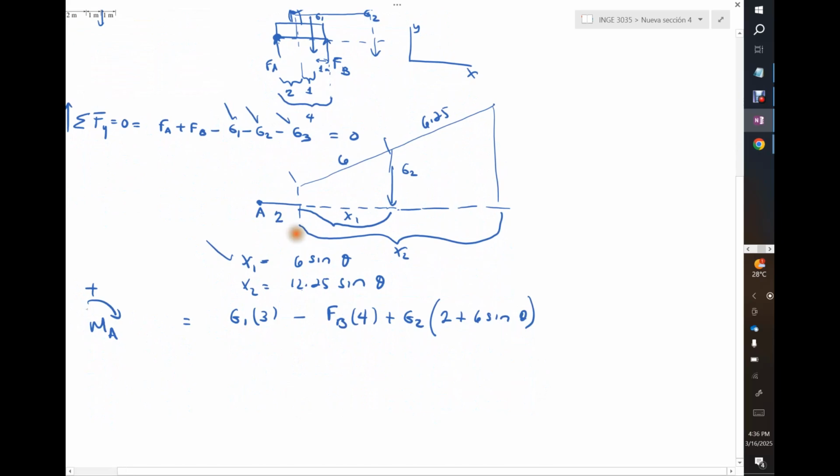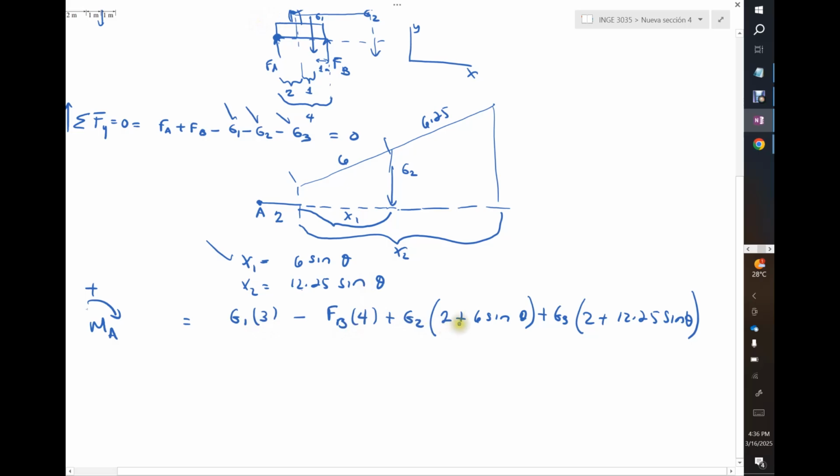Well, G3 plus G3, in parentheses, that would be again 2 plus whatever this distance is, which is x2, and I define that, so it's 12.25 times sine of theta. Alright, so let's wrap this up. G1 times 3: G1 is a force and it has an arm of 3. FB has an arm of 4 and it's going in the opposite direction.